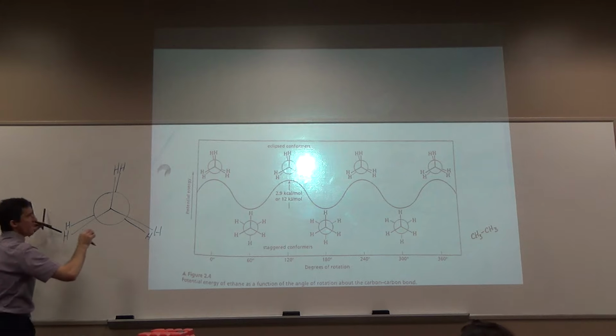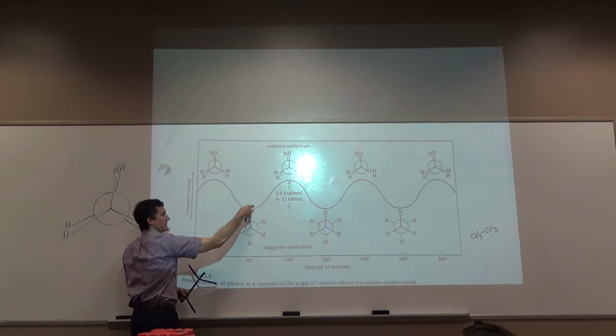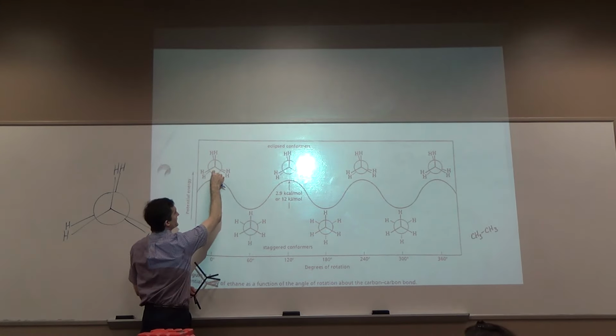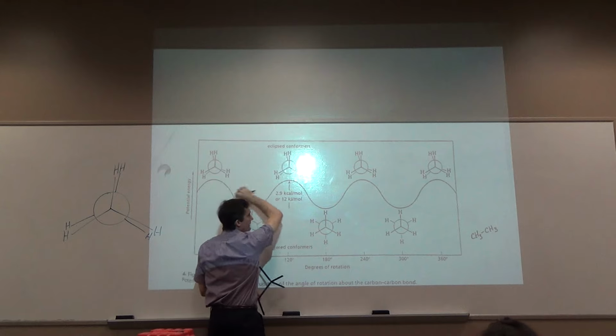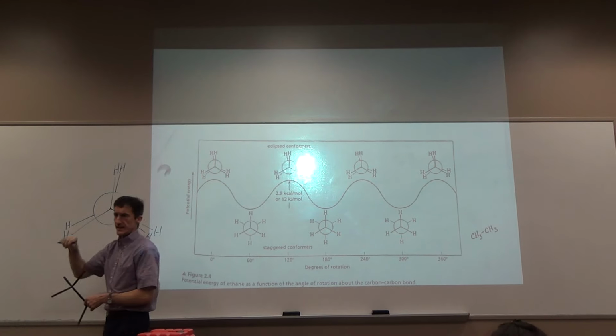Now, this is just relative. This is higher energy than the staggered, because this is eclipsed, right? All those up there are eclipsed. Eclipsed is always higher in energy than staggered. Always.